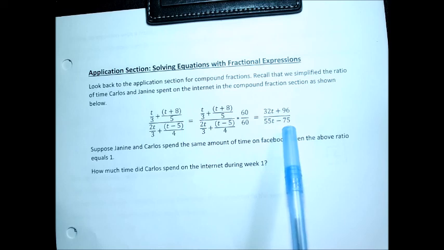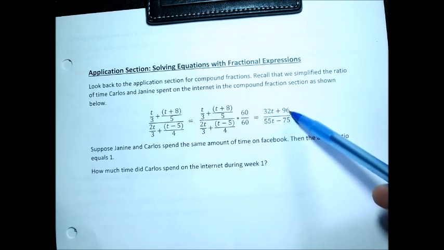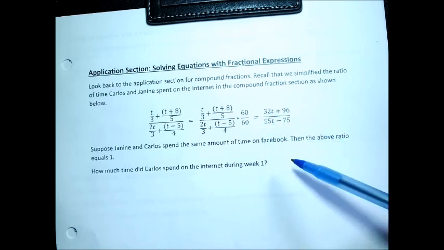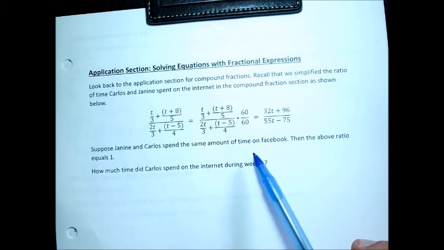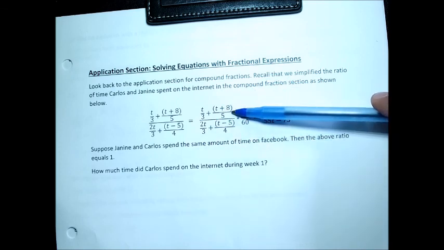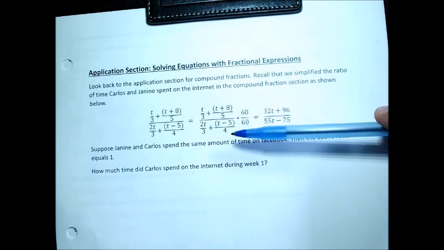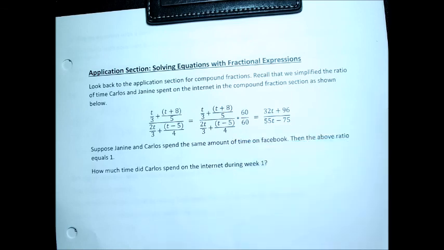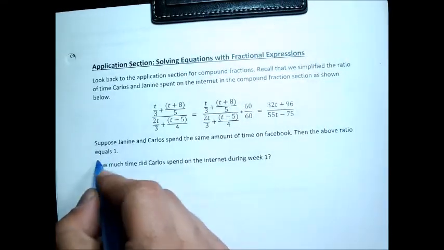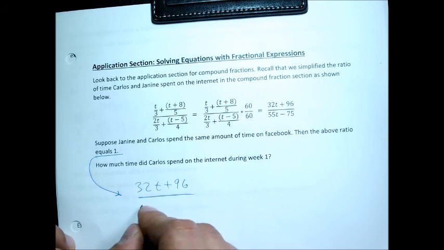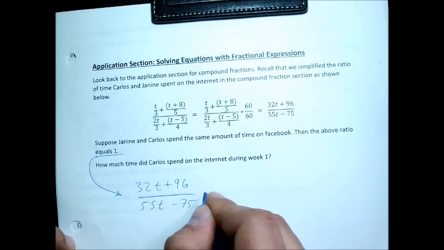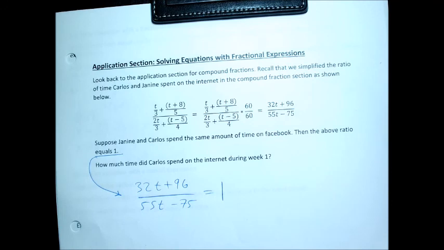So that's what we had done last class, and I want to continue it here because now let's solve this equation, because this is a fraction, right? And we just learned how to solve fraction equations. And so let's suppose that they spend the same amount of time on Facebook. If the numerator is how much Carlos spends, and the denominator is how much Janine spends, then when we divide those two, it should equal 1 if they spend the same amount of time. So their original equation, 32t plus 96 over 55t minus 75 equals 1, because they spend the same amount of time on there, so that when you divide the 2 times, it's 1.